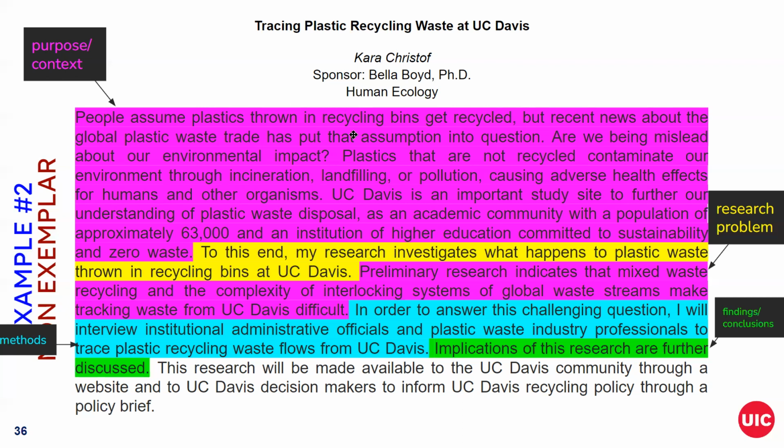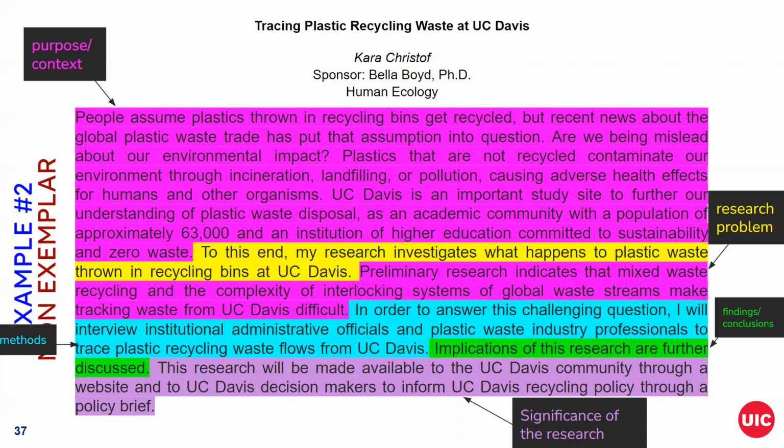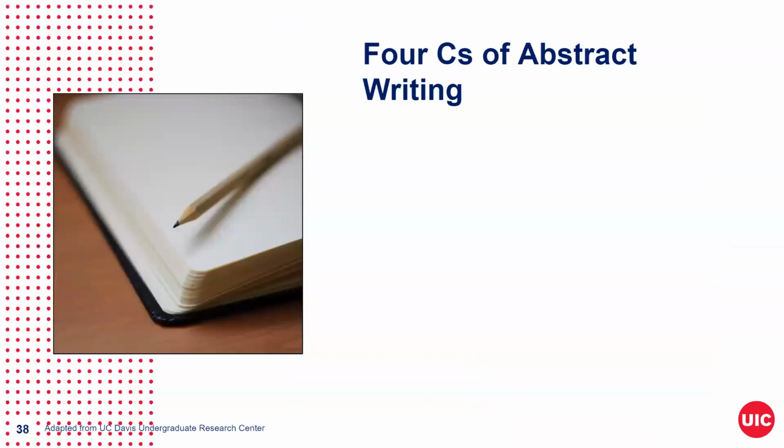So really they have context and they have a research problem, but they haven't yet collected data and they haven't analyzed the data. This is not recommended. You should at least have something to report when you're writing your abstract. Finally, this is a nice way of indicating significance of the research, that this research will actually be made available to the university community to inform policy. Excellent. All right, so let's go over the 4 C's of abstract writing.